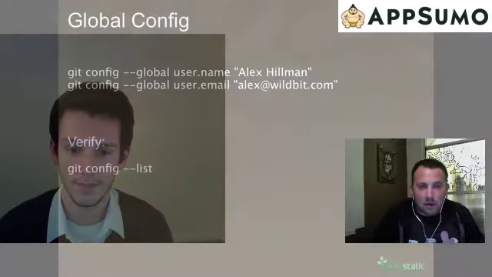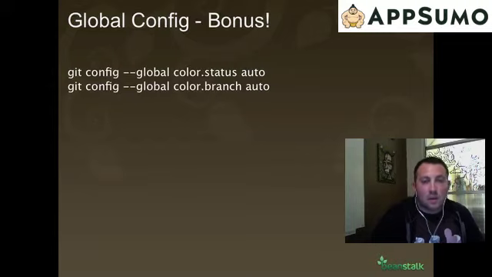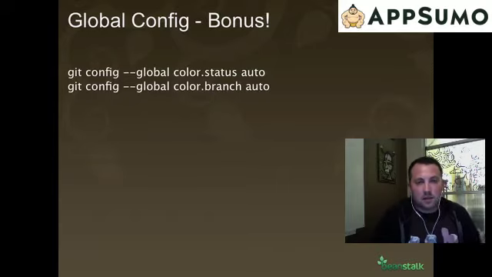A couple of bonus global configs. These aren't required, but they do make things a whole lot easier. Basically, you'll see in the demos that my commit statements, my commit responses from Git, are often colored green and red.